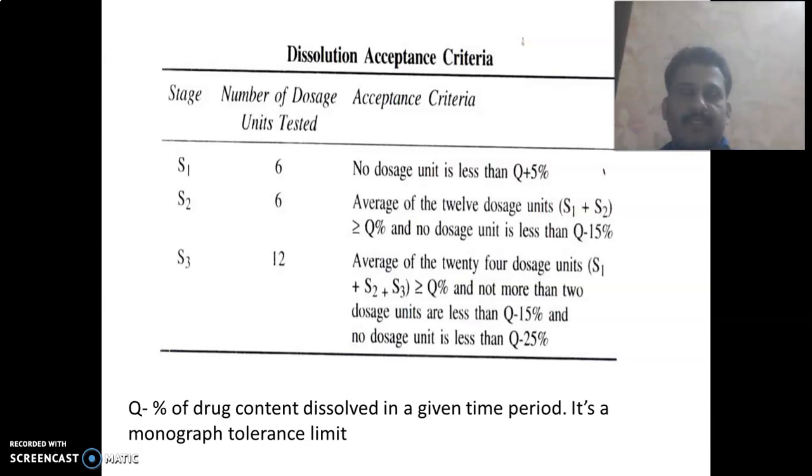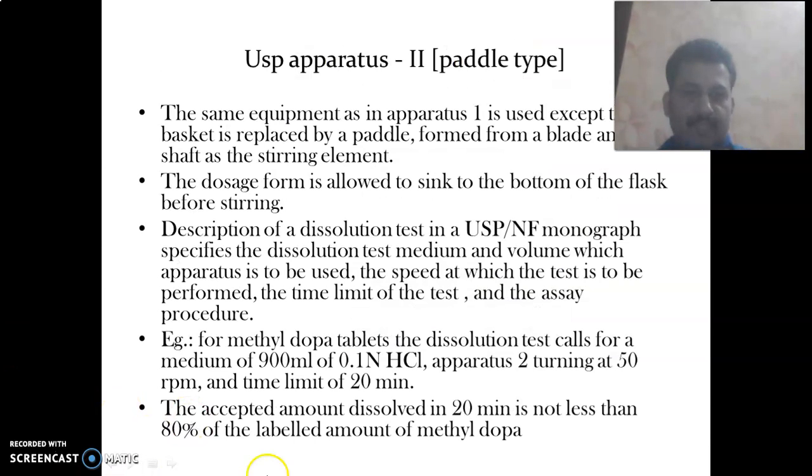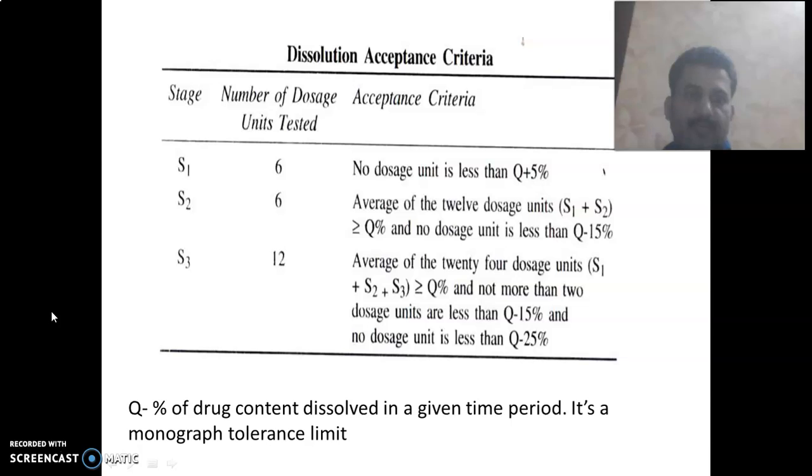So after conducting the study, I just explained what the acceptance criteria is: 80% of the drug should be released within 20 minutes, in the case of methyldopa. So we have a standard value called Q. That 80% for methyldopa is the Q. Q is the percentage of drug content dissolved in a given period of time, or we can say it's the monograph tolerance limit.